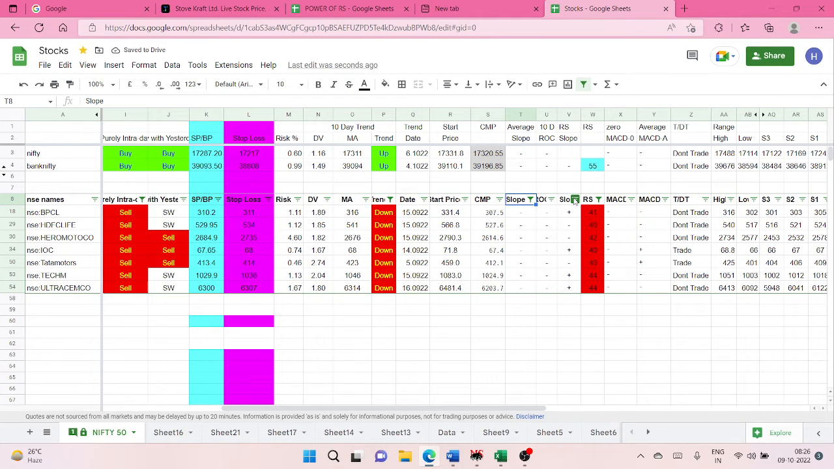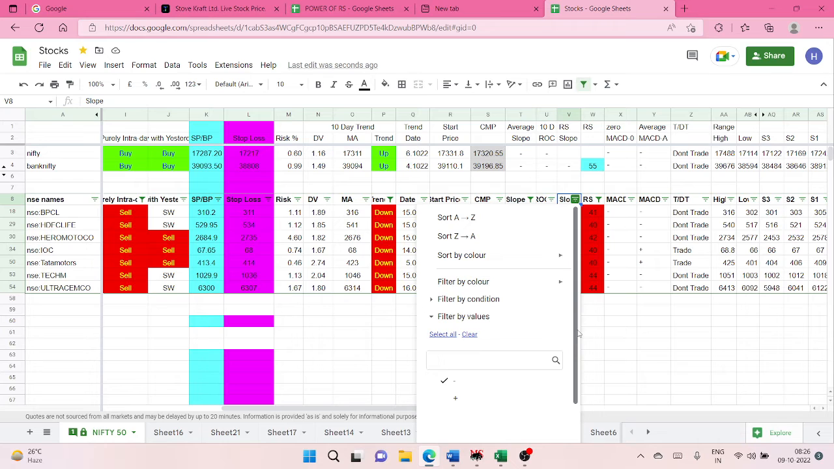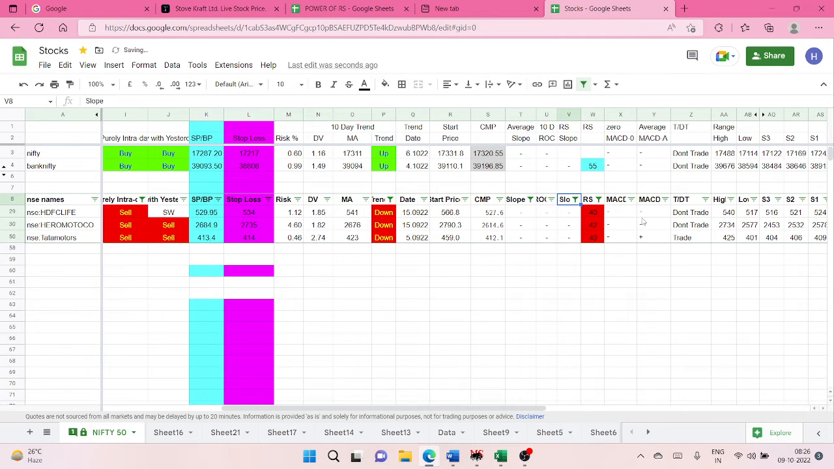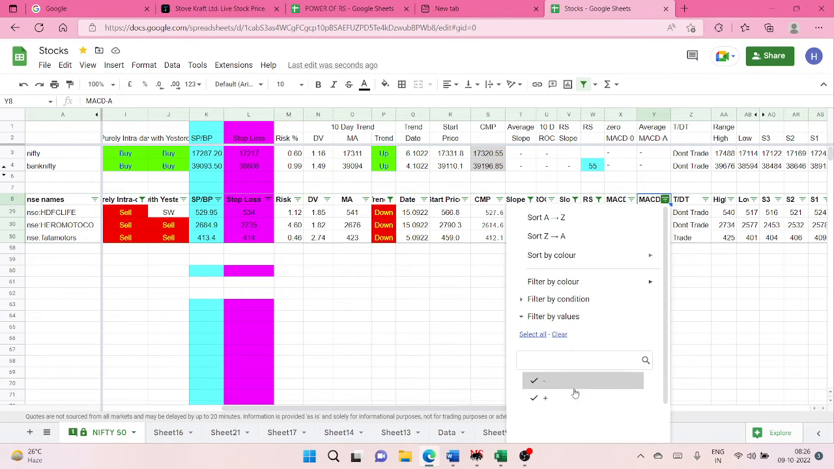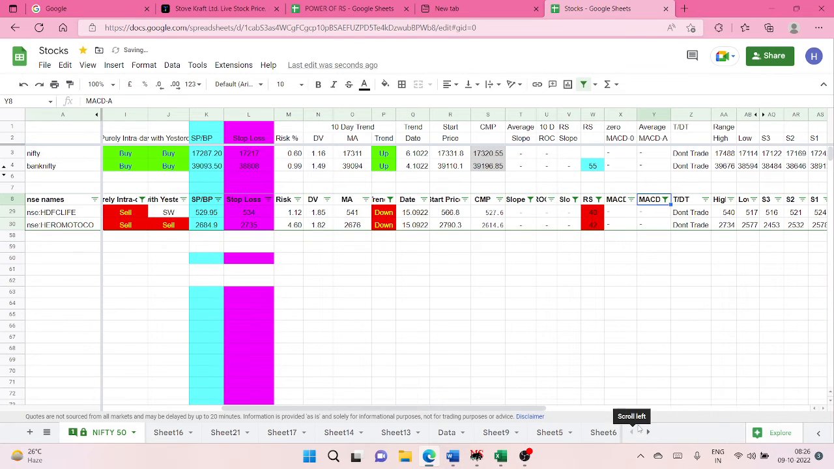We also want to see the RS slope negative, not positive, because it's falling, so we keep that as negative. And if we also want to keep the MACD below the zero line, so also its average. So now these are the two stocks which basically have a downside bias, and they are for trade. Now tomorrow if I want to trade these stocks, my stop loss for selling is 2735 for Hero Motors and 534 for HDFC Life, and the current last closing prices are 2716 and 527.60. So the basic objective is set.